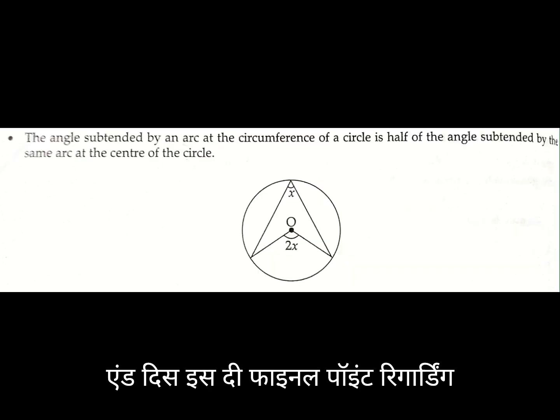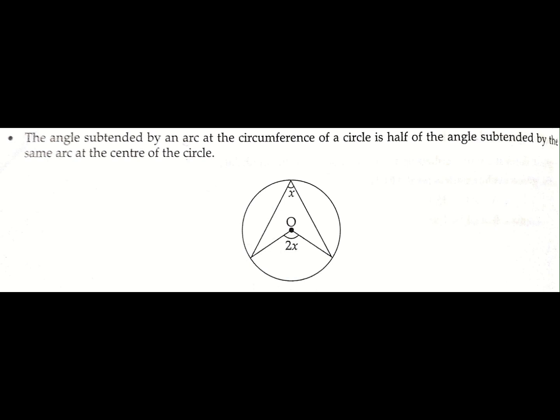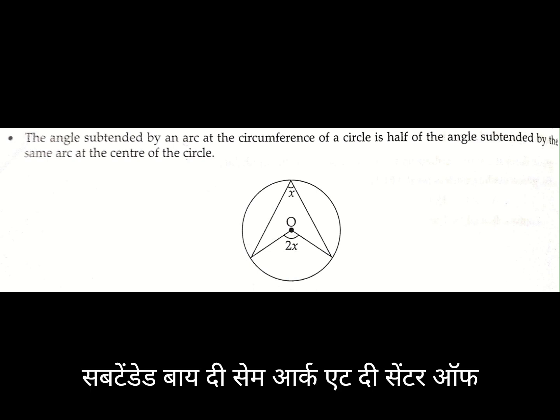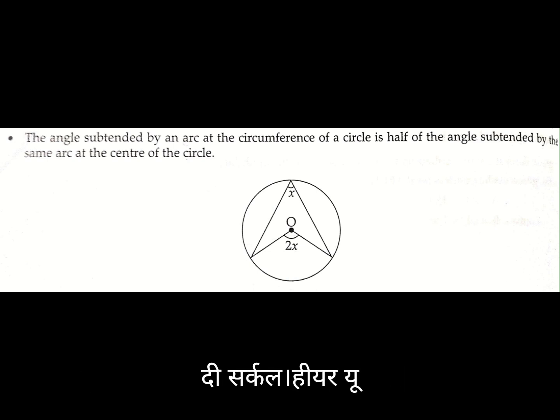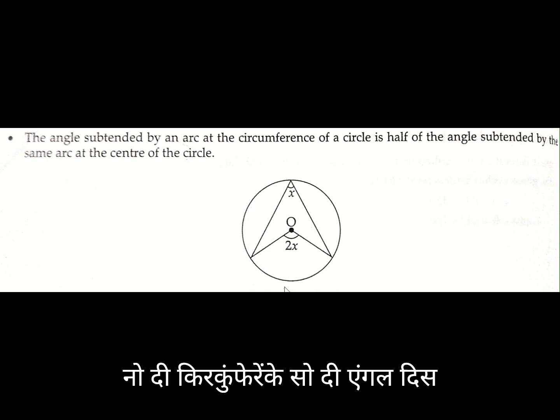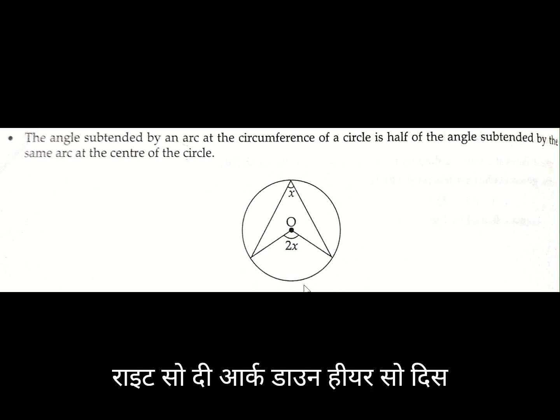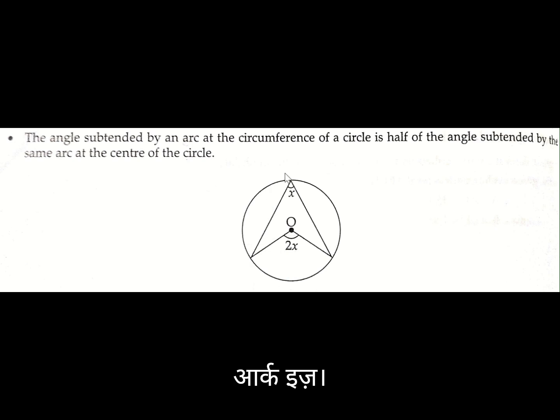And this is the final point regarding circles in mensuration. The angle subtended by an arc at the circumference of a circle is half the angle subtended by the same arc at the center of the circle. Here you can see the angle subtended by an arc at the circumference. We know this is the circumference. Suppose we have an arc down here.